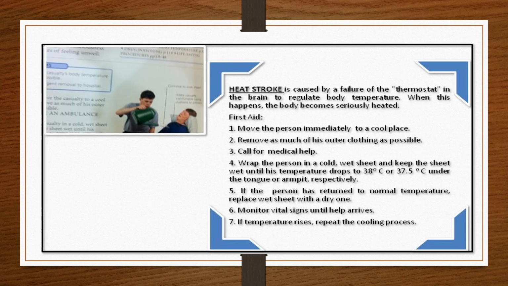Heat stroke is caused by a failure of the thermostat in the brain to regulate body temperature. When this happens, the body becomes seriously overheated. First aid: move the person immediately to a cool place. Remove as much of his outer clothing as possible. Call for medical help. Wrap the person in a cold wet sheet and keep the sheet wet until his temperature drops to 38 degrees Celsius, or 37.5 degrees Celsius under the armpit, respectively.